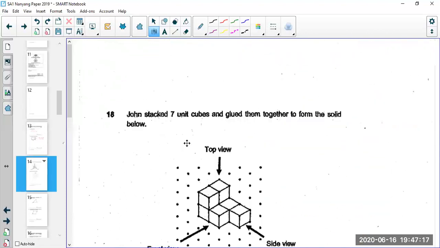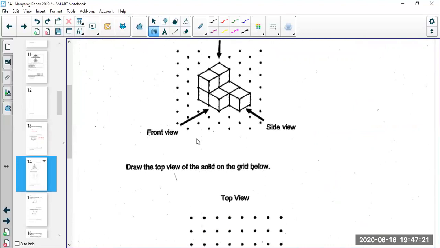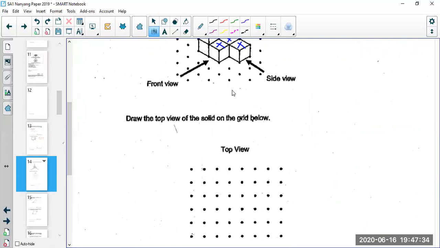Okay, now next one. How to draw the top view? Now, top view, you have to look from above. Look from above, and this is what you draw. 2 squares on the left, and then 2 squares beside, and 1 square beside. So 2, 2, 1. So you just use the dots. 2 squares, right? That's 2, and then another 2, and then where's the 1? The 1 is here.